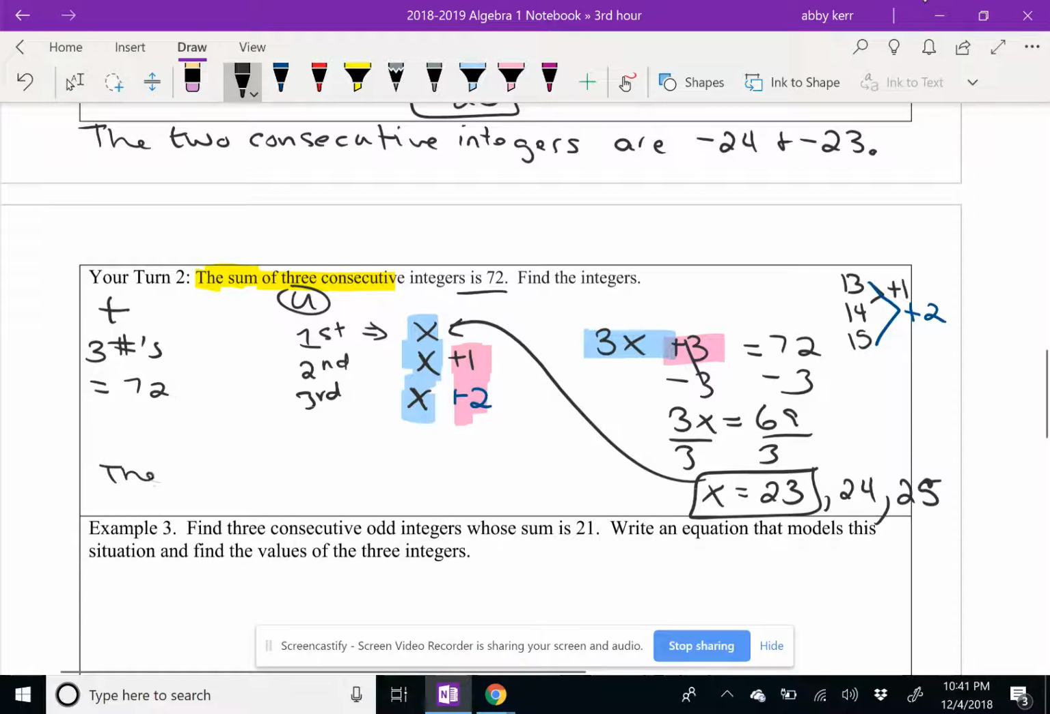So the 3 consecutive integers are 23, 24, and 25.